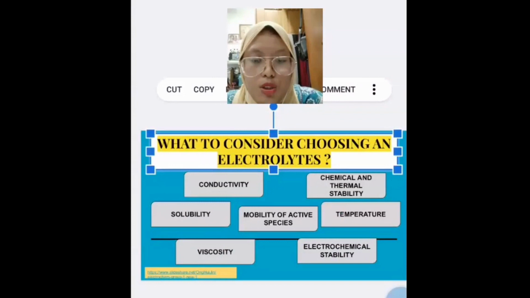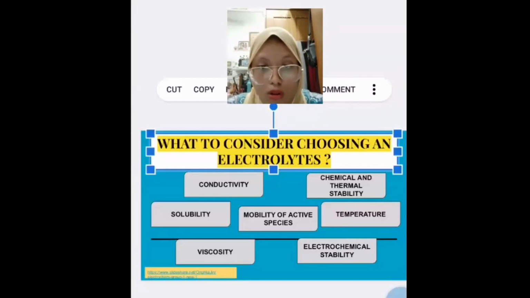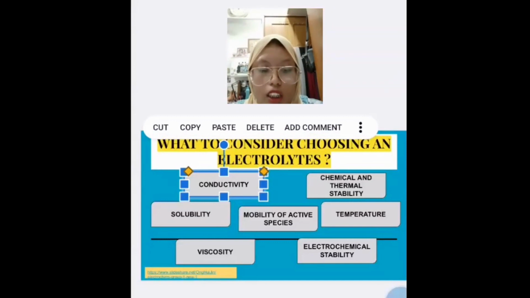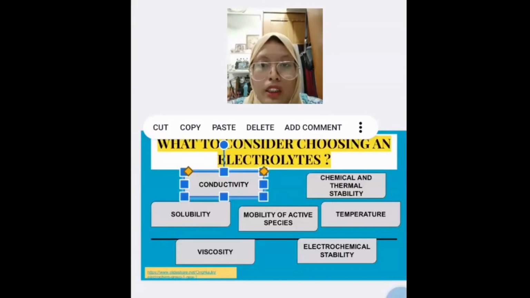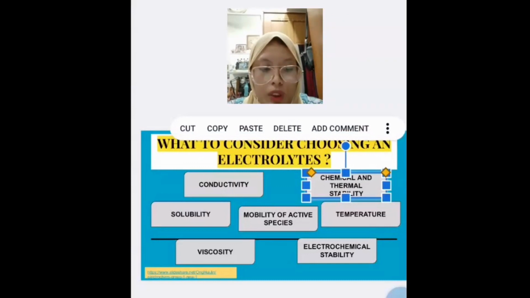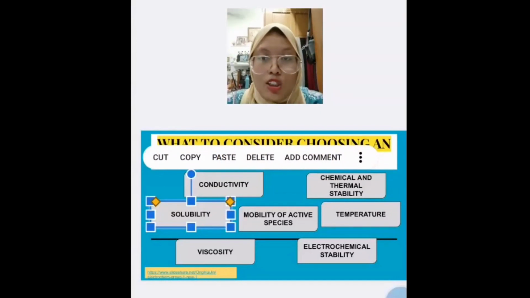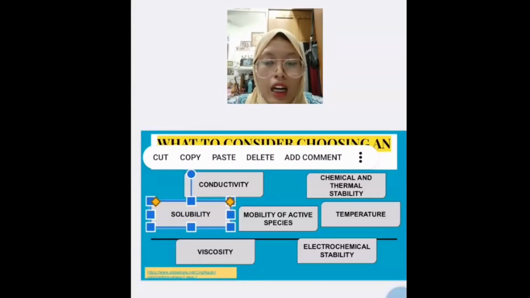Okay, so basically in an electrolyte, the current is carried by the movement of ions and not electrons. For conductivity, we need an electrolyte that has higher conductivity, as it makes the movement of ions easier. For chemical and thermal stability, we need higher chemical and thermal stability, as we need to increase the energy or voltage supply for the current to move. And for solubility, we need high solubility, as it can give a strong interaction with the ions.